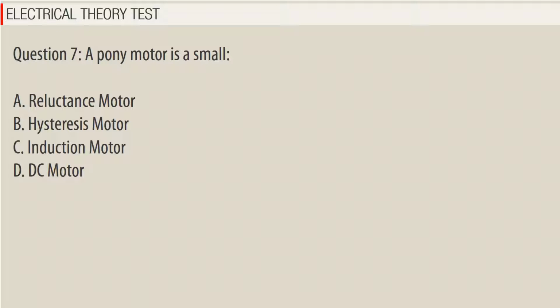Question 7. A pony motor is a small A. Reluctance motor. B. Hysteresis motor. C. Induction motor. D. DC motor.